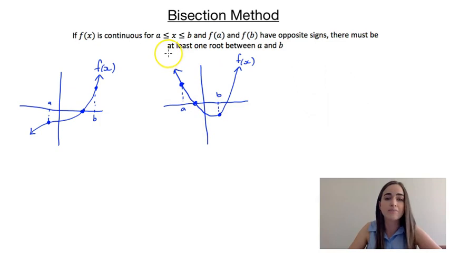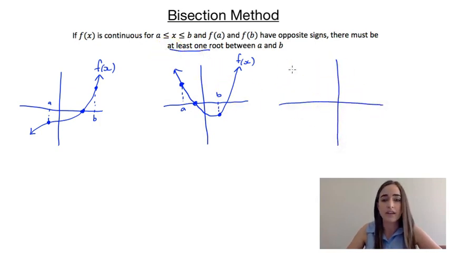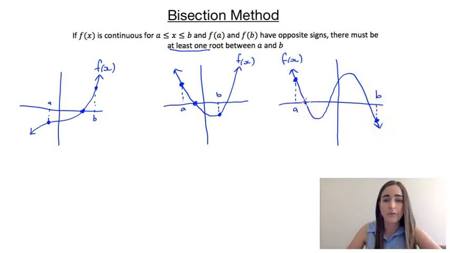Now it also says there must be at least one root. So sometimes there's more than that. So we might have a function that looks something like this. That's our f of x. Now we might have our value of a here, and that's positive, and we might have our value of b over here, and that's negative. In between there, we actually have 3 roots, not just one.